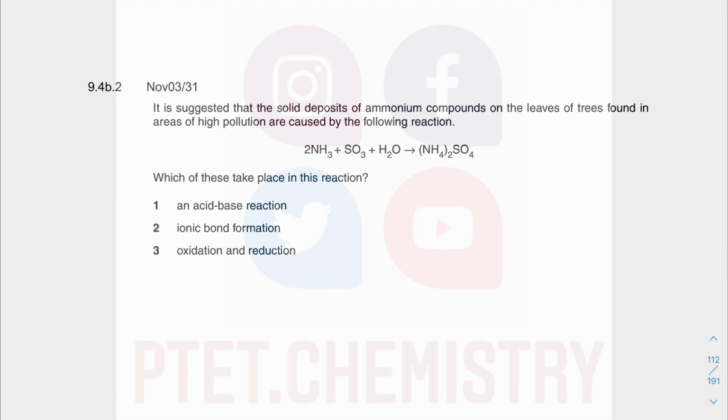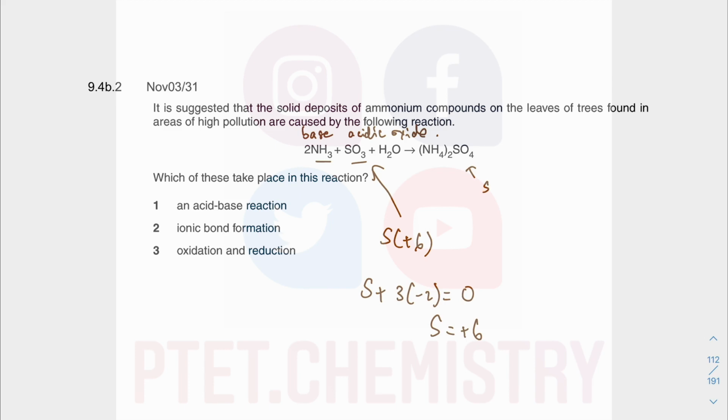So next question, it's about the chemistry of NH3 and SO3, both of which are nitrogen and sulfur chemistry. So you get solid deposits of ammonium compounds caused by the following reaction. As you know, NH3 is a base, SO3 is an acidic oxide. What you might not know is this is sulfur plus 6, that's the oxidation state, where you have sulfur plus 3 times oxygen, overall oxidation state is 0, so each sulfur is plus 6.